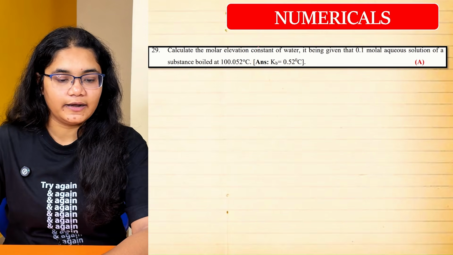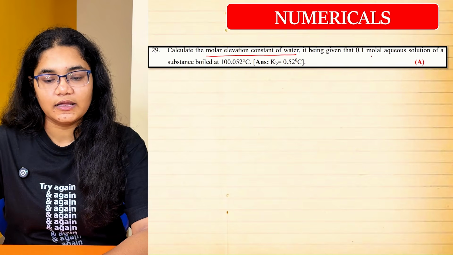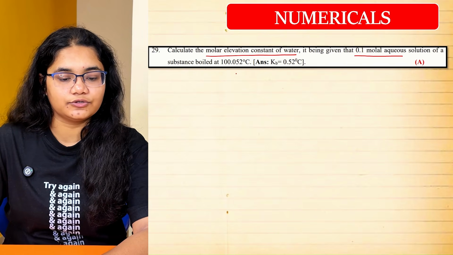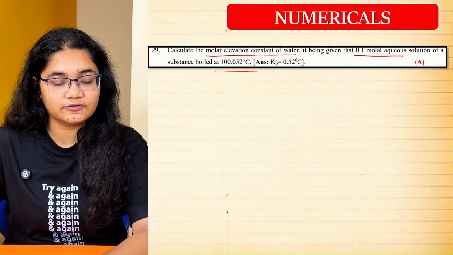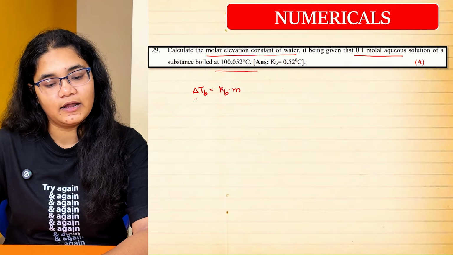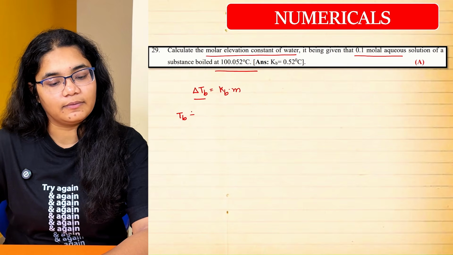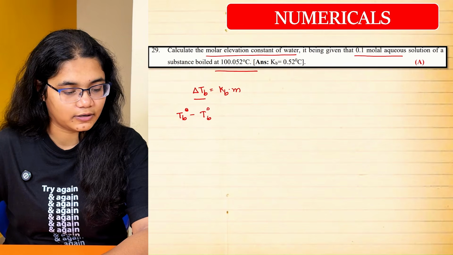Clear? Next, question number 29. Calculate the molal elevation constant of water if 0.1 molal aqueous solution is boiled at 100.052 degrees Celsius. So you know this formula. What is it? Delta TB is equal to Kb dot m, right? Delta TB formula is what? TB minus T naught B. Okay, I'll erase this one.